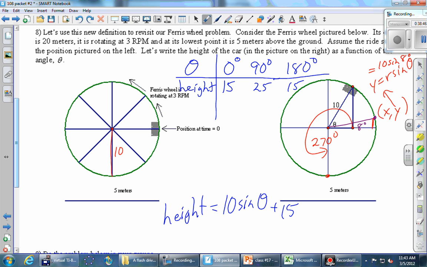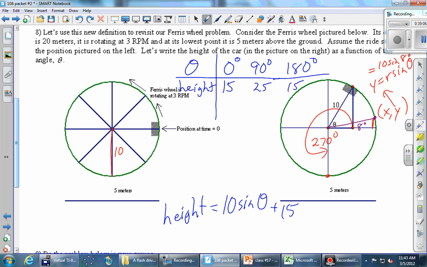It's 5 plus 15, because 15 is the middle. It's not really about where the bottom is off the ground, it's where the middle is off the ground. So 10 sine of theta plus 15 is our formula that tells you how high you are for any angle theta. Questions on that one? It's just like a function.